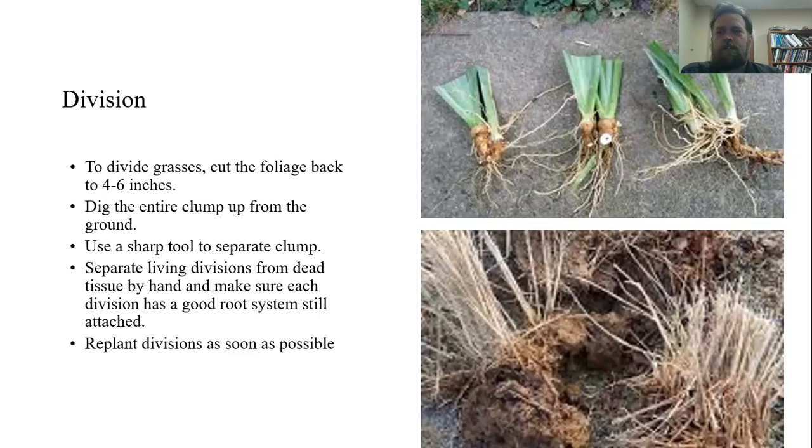Make sure it's a clean tool when you're doing that. Separate all of the living areas of that clump out. Throw away the dead plant tissue, and you want to get those divisions back into the ground just as soon as you possibly can. You don't want the roots to dry out. So ideally you want to replant those divisions just as soon as you have gotten them all cleaned up.